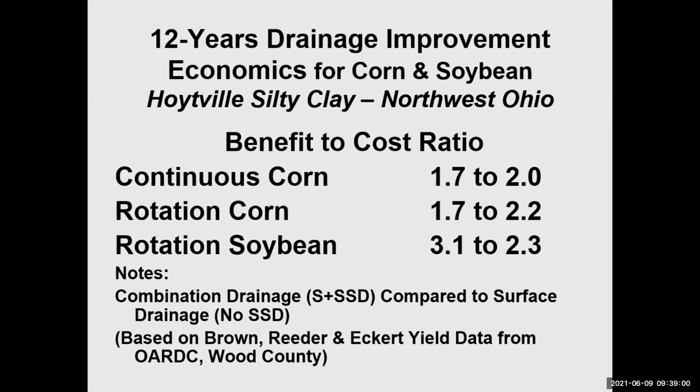Continuous corn, for every dollar you put in, 1.7 or up to $2 and so forth. And so the biggest benefit came here with rotation soybean again. So good evidence that being in a rotation can slightly improve your yields in the soybean if they're in rotation, and the same with corn. Well, it's close in corn.